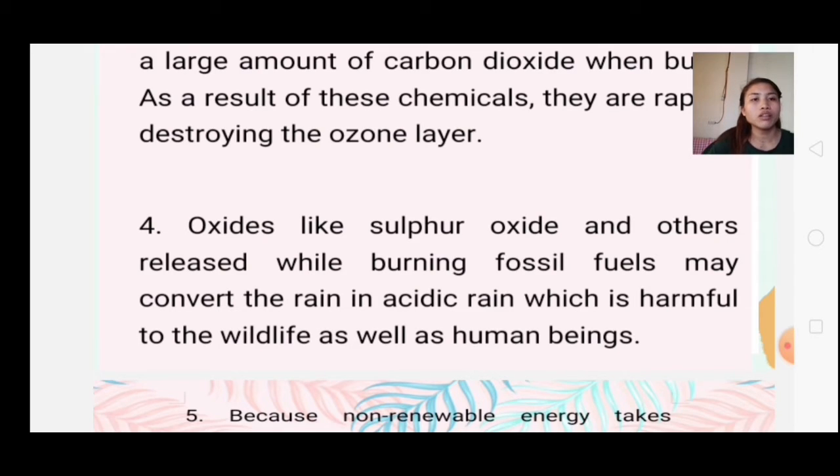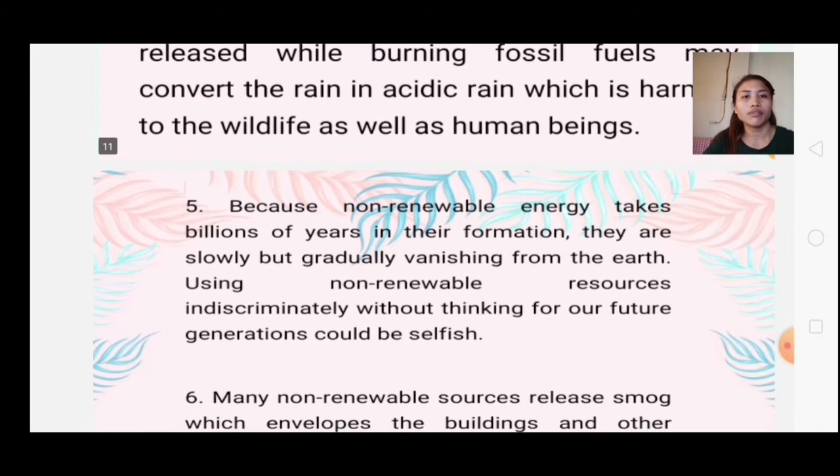Oxides like sulfur oxide and others released while burning fossil fuels may convert the rain into acidic rain, which is harmful to the wildlife as well as human beings. So ang acidic nga ulan is makadaot sa wildlife ug sa mga tawo kay mas spread man siya during rainy seasons. So let's proceed to 5.